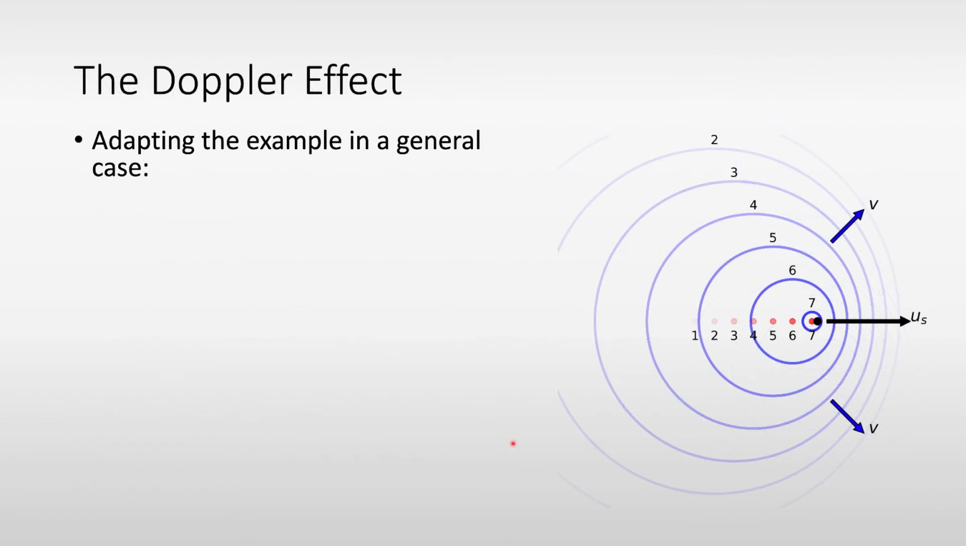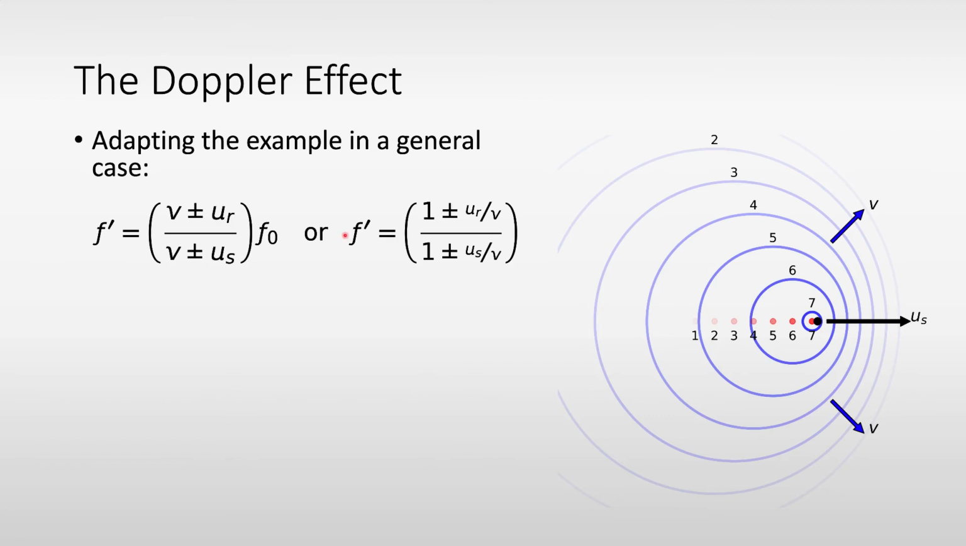In the general case, we can start to think about how to calculate the frequency at any point along the direction of motion. In this case, we can see that the observed frequency, so we're using the prime notation f' to denote the observed frequency compared to f0, which is the emitted frequency. We can calculate the frequency by just looking at the ratio of the speeds of the receiver and of the source. R is the receiver.